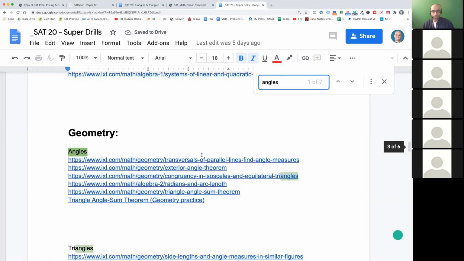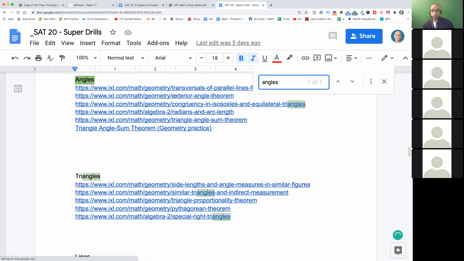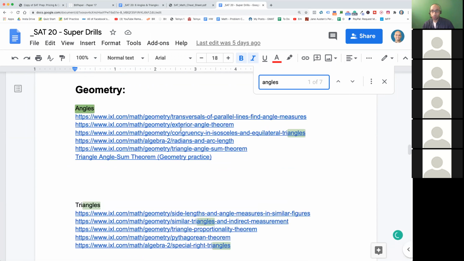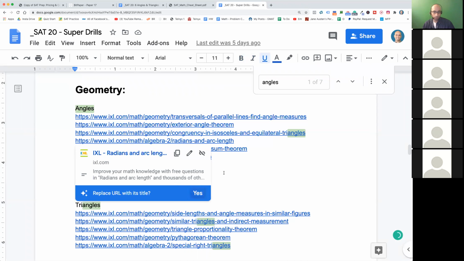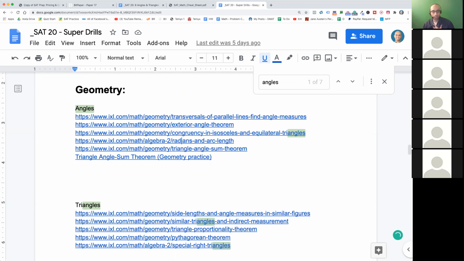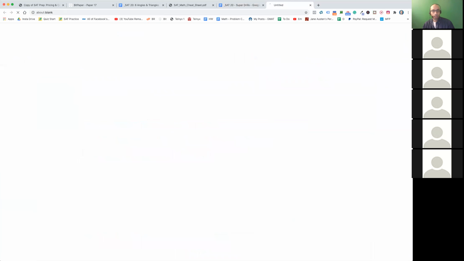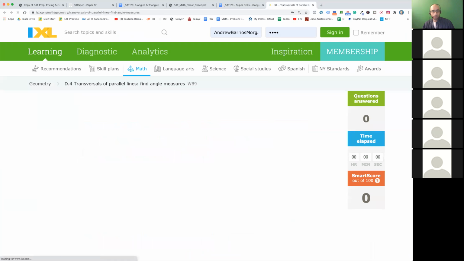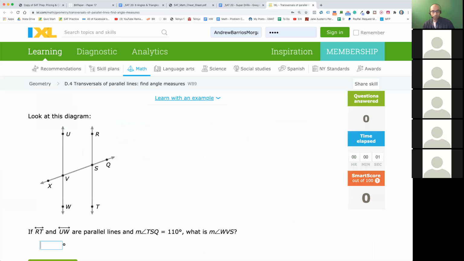So these are angles: transversals or parallel lines, the exterior angle theorem, which is the one that we've done, and then triangles, etc. All of these ideas, even radians that we will be covering in the next lecture, and the triangle angle sum theorem. You can just click on this, go to IXL, and solve these if you want more practice. This has tons of it, and you can work on it.